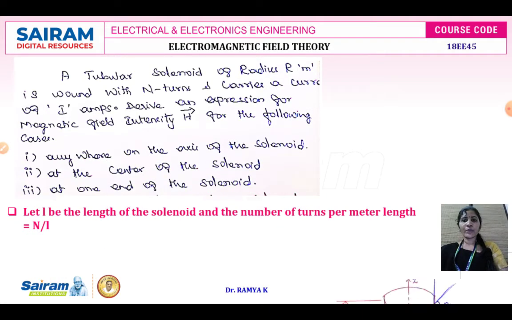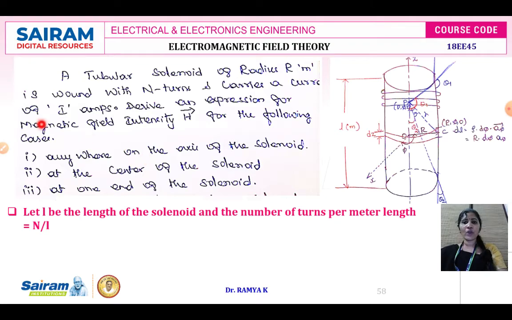Now, a tubular solenoid of radius r is wound with n turns carrying a current of I amps. Derive the expression for magnetic field intensity H for the following cases. First one, anywhere on the axis of the solenoid, at the center of the solenoid, at one end of the solenoid. So it is going to be the tubular solenoid wound with n number of turns.